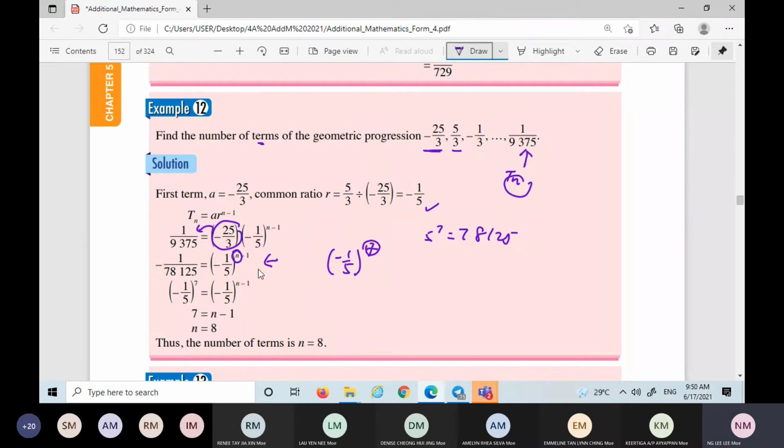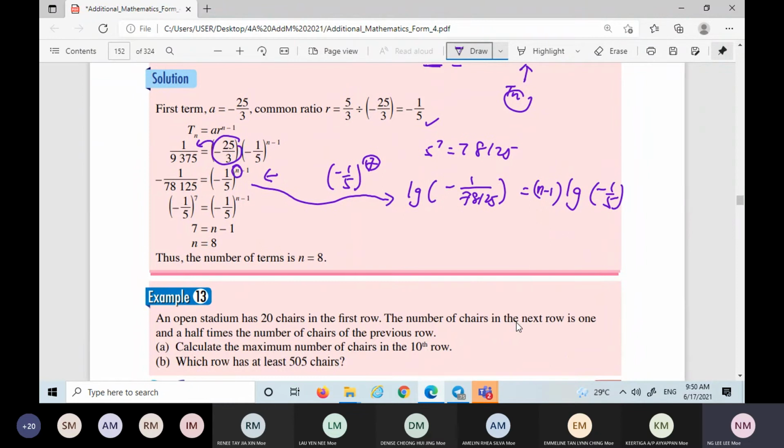Another way of doing this. You say, oh, I don't want to go and think. This 78125 is 5 to the power what? I don't want to go and think. So what you can do is log both sides. You have learned log, right? So you can log both sides. Then this power you can drag down. Then you continue. This is another way of doing it.